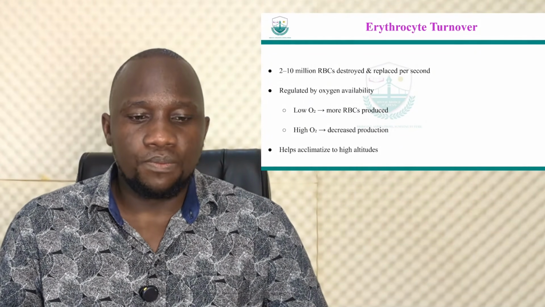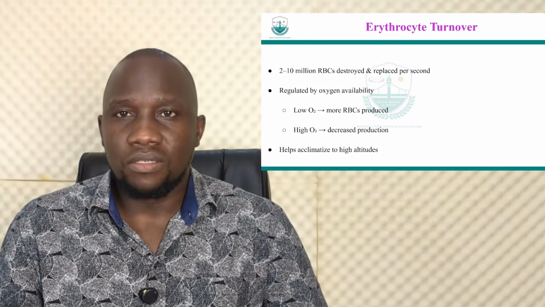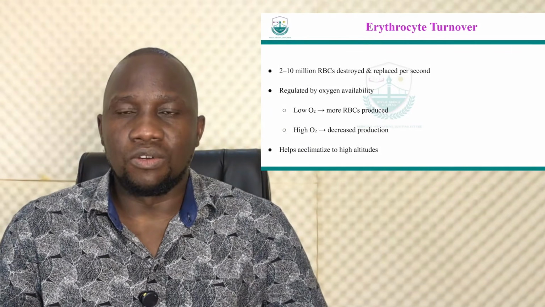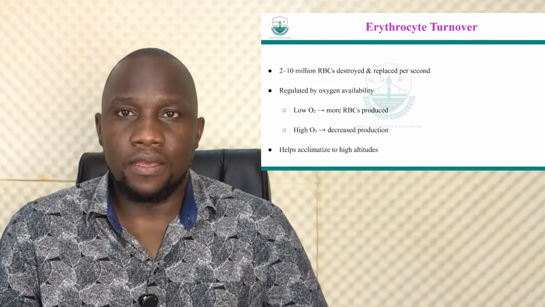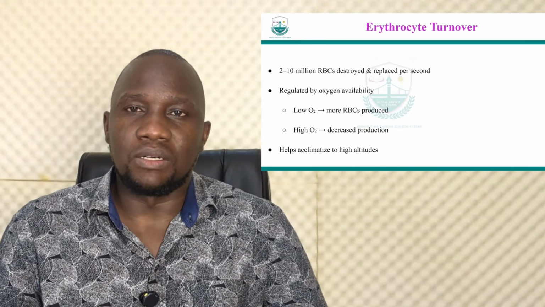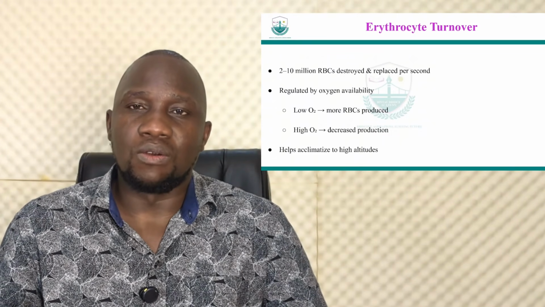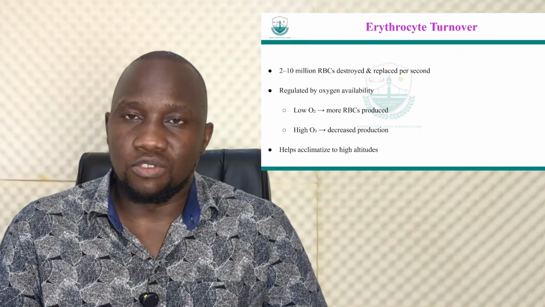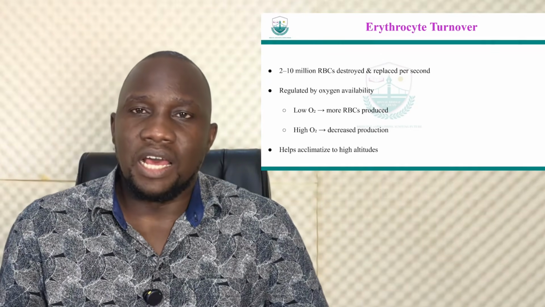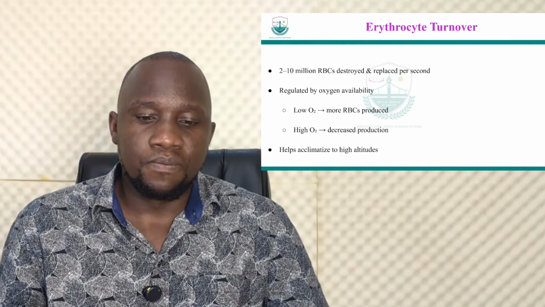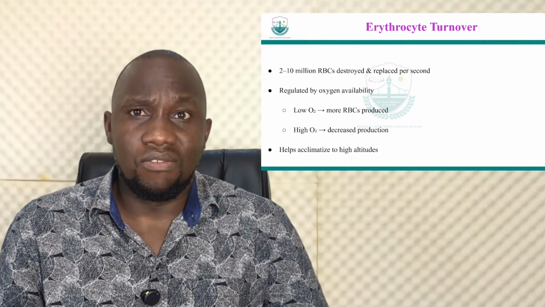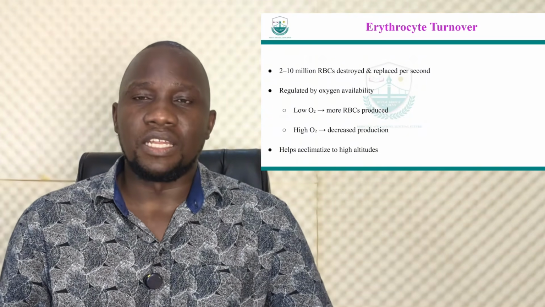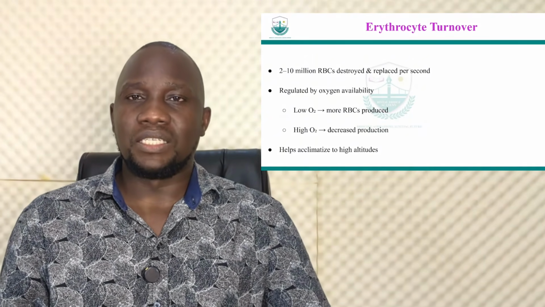Okay, so the production is influenced by the level of oxygen. We already said that erythropoietin is released when you have low oxygen concentration or low oxygen conditions, and this stimulates the kidneys to release erythropoietin, and then you have more red blood cells being formed. And if you have more oxygen, then you don't need a lot of red blood cells, so the production will reduce definitely.